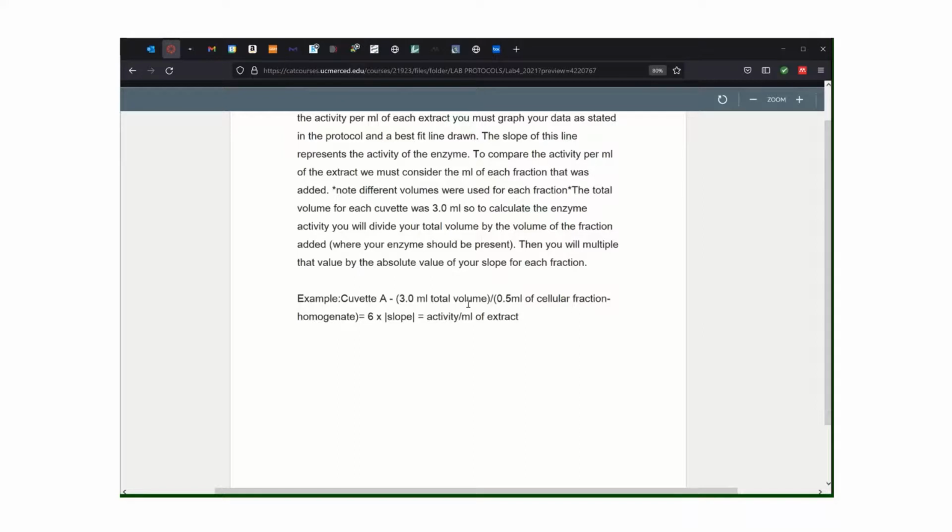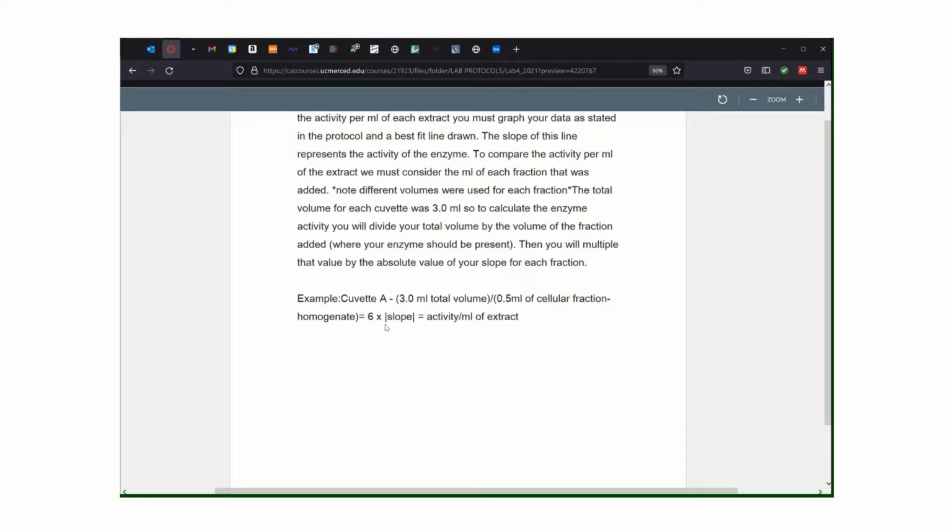So for your calculations, this remains the same because we had 3 mils of total volume in all of our cuvettes. And we also added 0.5 mils of cellular fraction for all of our samples. So we're going to do 3 divided by 0.5, and that's going to equal 6. And then we're just going to multiply 6 times, oh sorry, that's my dog.